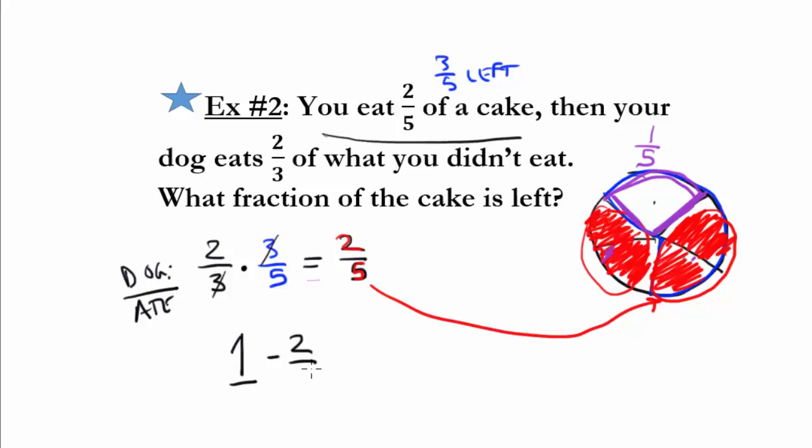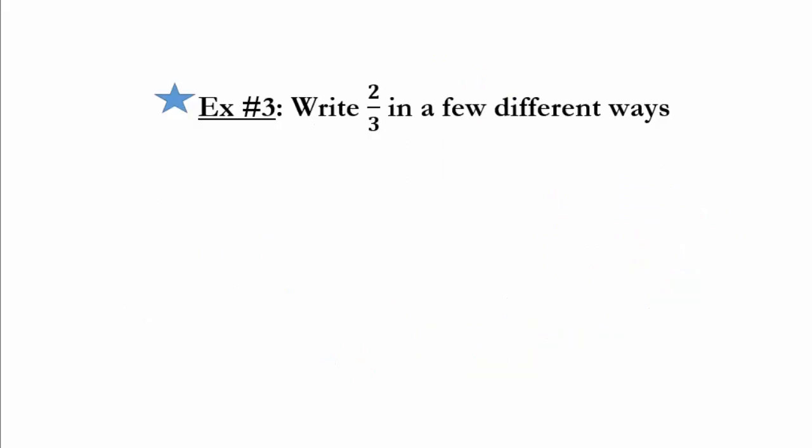You eat 2/5. The dog eats 2/5. And what you have left over is nothing more than 1/5, which is exactly what we found in our picture. Okay, let's take a look at one more example.